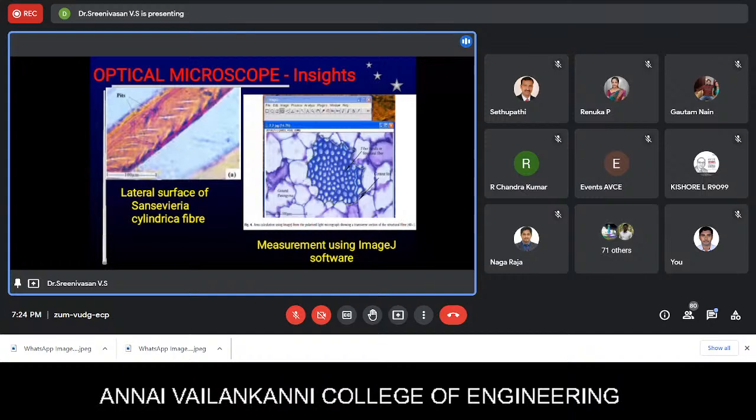Thereafter, I also analyzed the lateral surface of the Sansevieria cylindrica fiber. That lateral surface analysis is needed mainly to identify the interaction between the fiber and matrix when it is utilized for composite generation. During composite generation, the fibers are incorporated or kept in a resin. At that time, the interfacial bonding between the fiber and matrix plays a deciding role in the strength of the composite. For that purpose, I analyzed the lateral surface of the fiber.